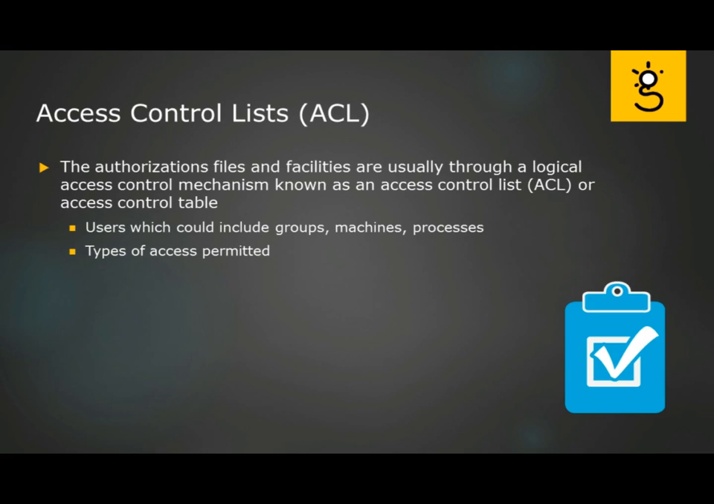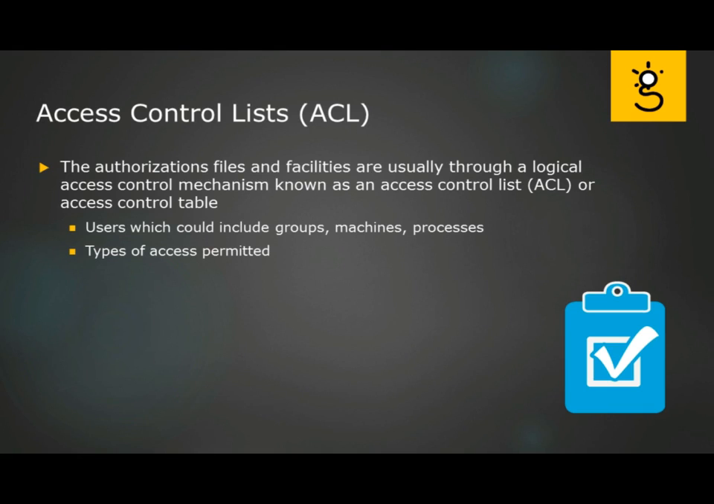Now, when we do come across an object we want to access, it's going to have a list of who can access it, who they are, of course, the authentication, and what their access is going to be. And that list is called an access control list, ACL. A lot of times we just call it an ACL.